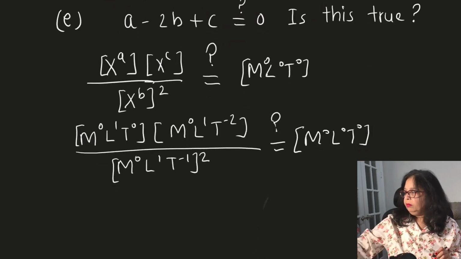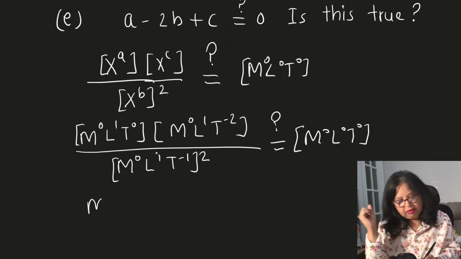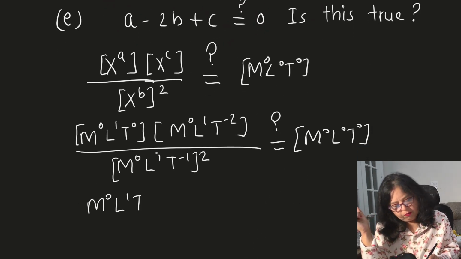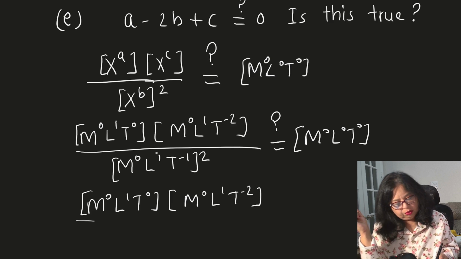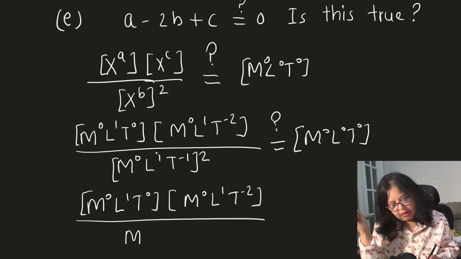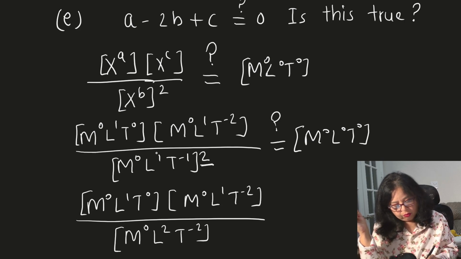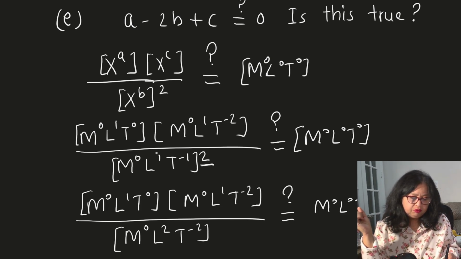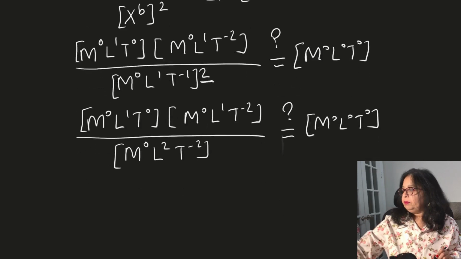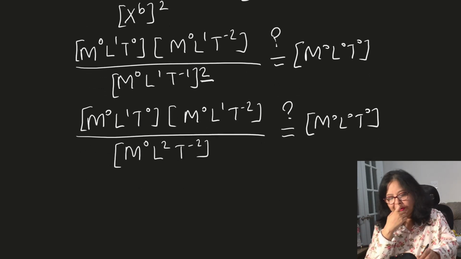Okay. Now on the left hand side, upstairs I have M0 L1 T0, and then I have M0 L1 T minus 2, divided by this 2 that comes inside the brackets and gives us M0 L2 T minus 2. Is this equal to M0 L0 T0? What do you think? Let's see.